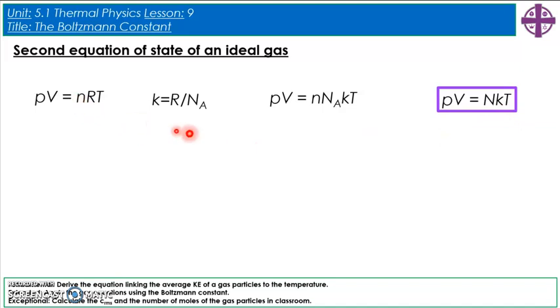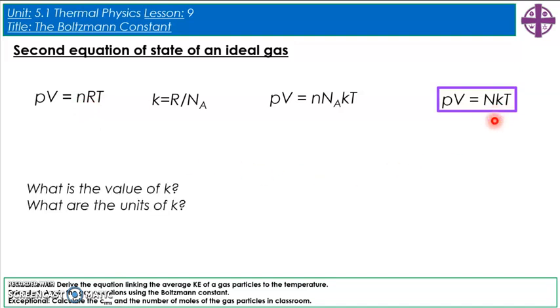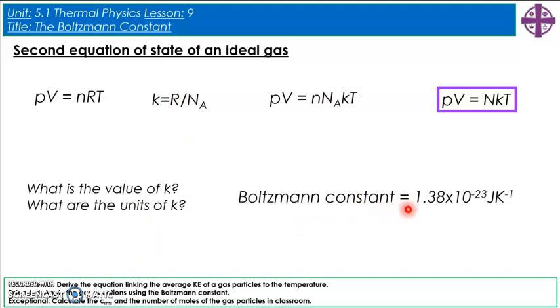You can see these two equations are very similar. This one is number of moles and the molar gas constant. This one is the number of molecules and the Boltzmann constant. Can you think of what the value for k would be based on how we defined it, and what the units of it would be? Well, we would get the Boltzmann constant being equal to 1.38 times 10 to the minus 23 joules per Kelvin.